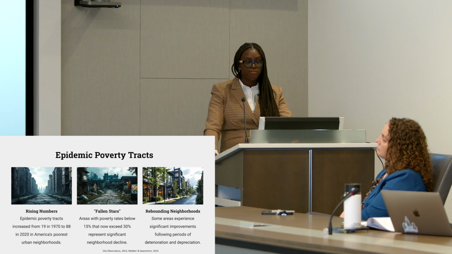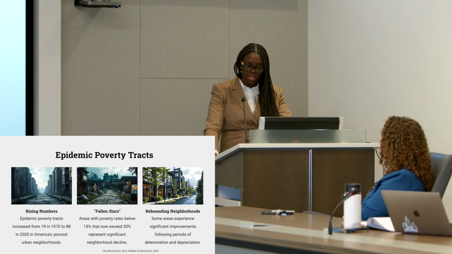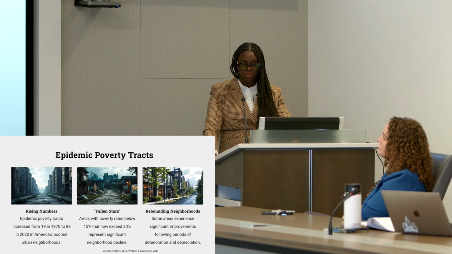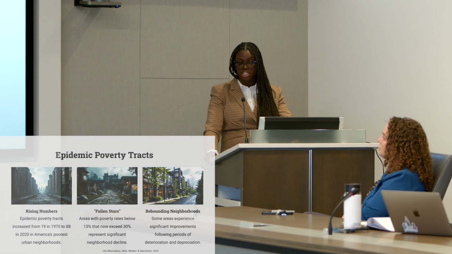The study defined fallen stars, like I mentioned before, as areas with poverty rates below 15% that now have rates exceeding 30%. Rebounding neighborhoods experience either significant improvements or little change following a period of deterioration and depreciation.